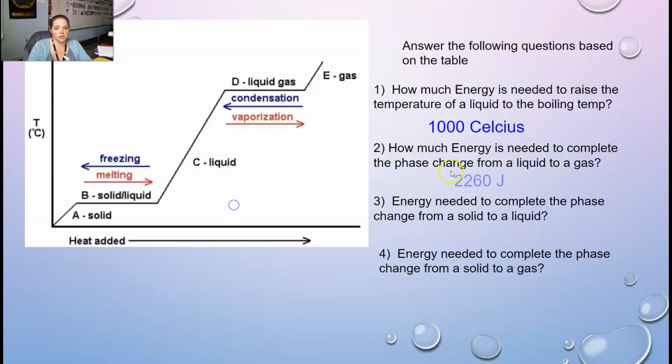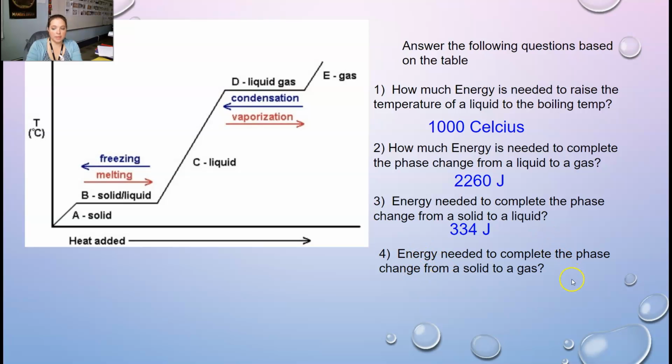It's 100 degrees Celsius. How much energy is needed to complete a phase change from a liquid to a gas? How do I figure that out? Liquid to a gas, that's vaporization. Vaporization's right there, and it gives you right there 2,260 joules per gram. Likewise with solid to liquid right there. Energy, sorry, that's why you got just joules.